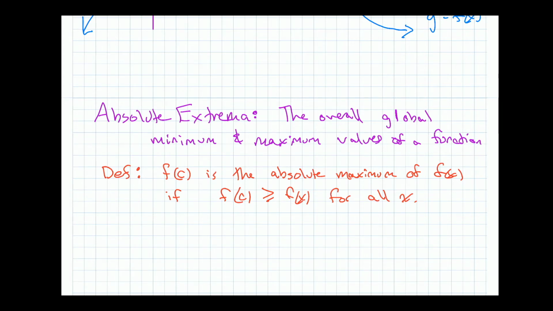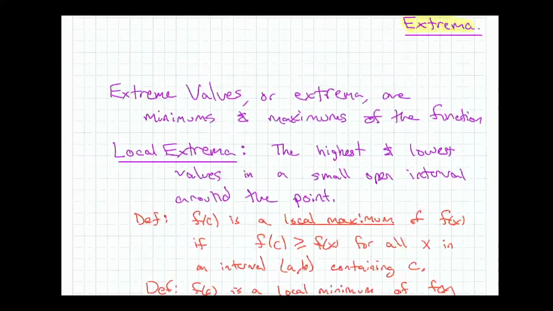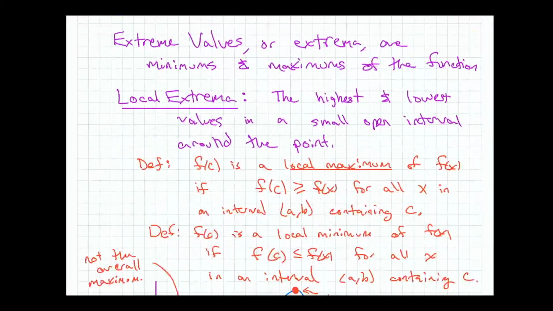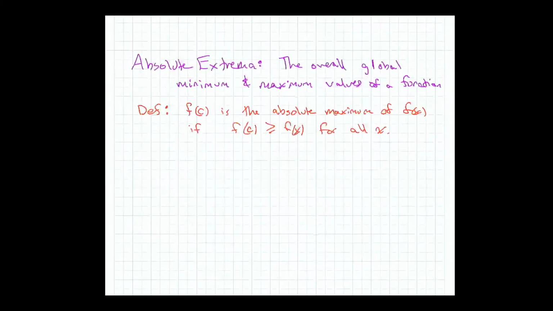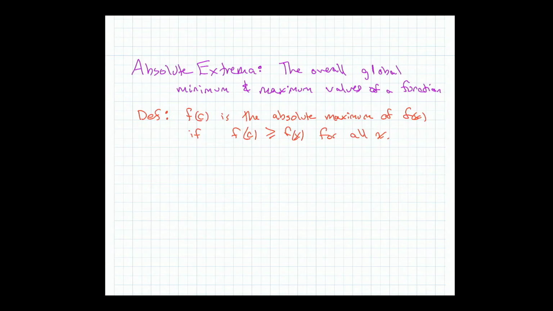This f of c is greater than f of x for all x, when for the local extrema, it was for all x in an interval. Okay, so that's the difference. No interval here, because it has to be the biggest one overall. And the same thing for the local minimum.